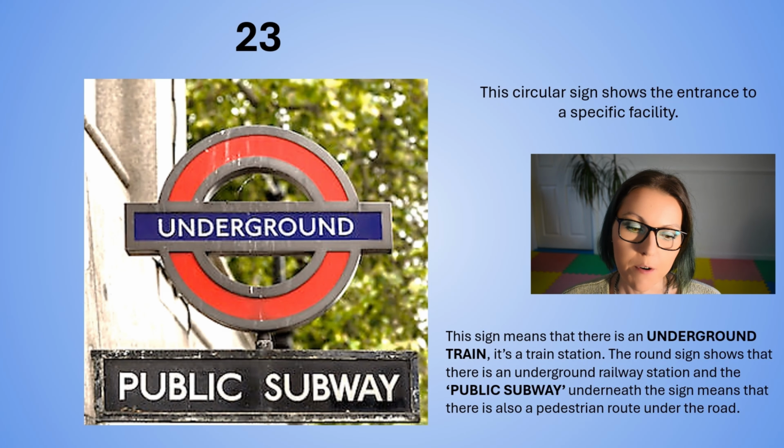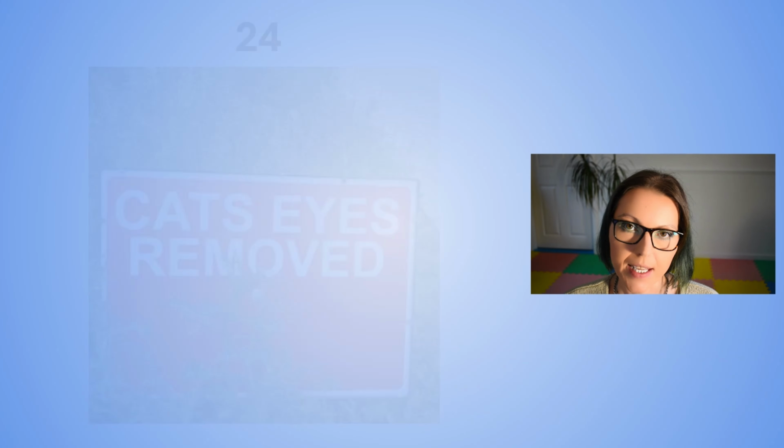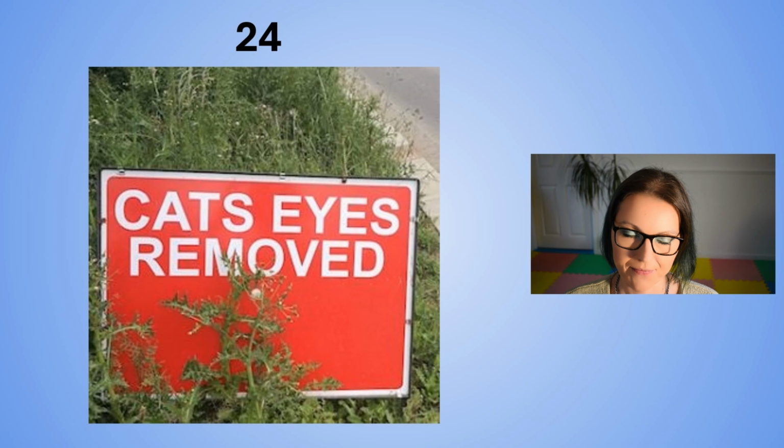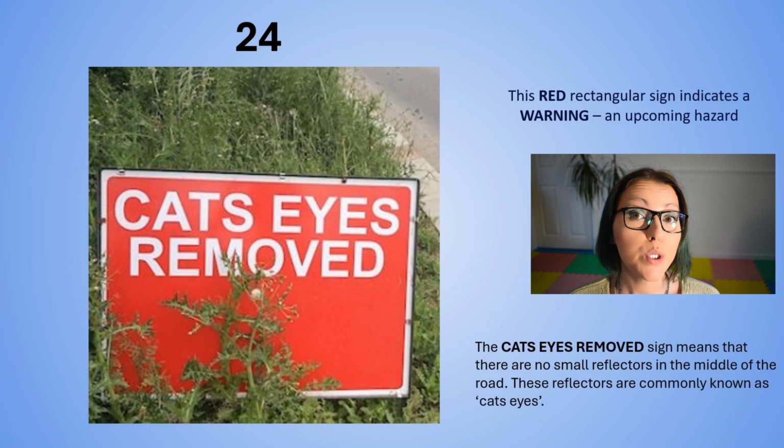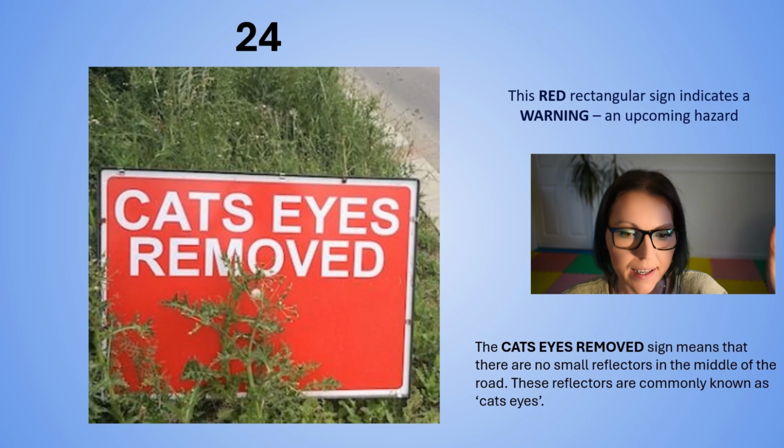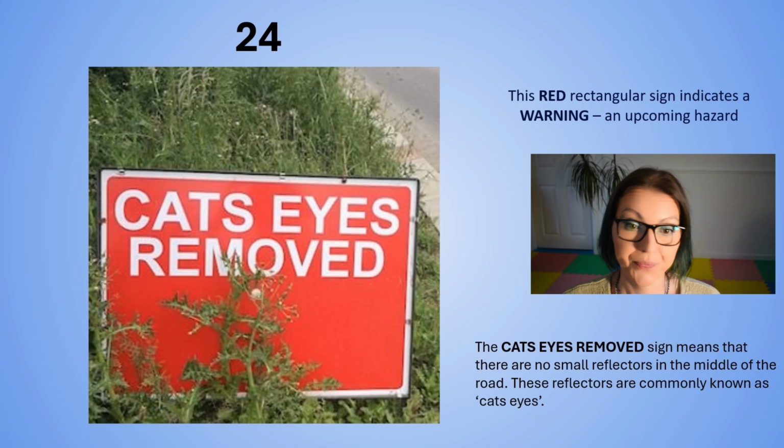Sign number 24. Yes, it's actually a sign. This red rectangular sign indicates a warning or an upcoming hazard. The cat's eye removed sign means that there are no small reflectors in the middle of the road. These reflectors are more commonly known as cat's eyes. So that's why it says on it cat's eyes removed.